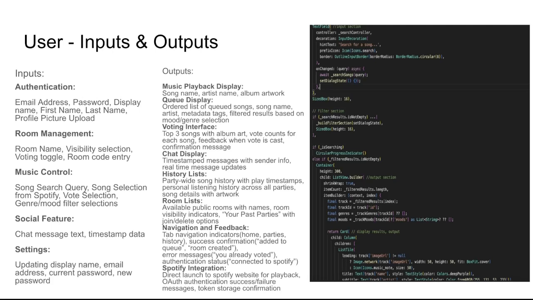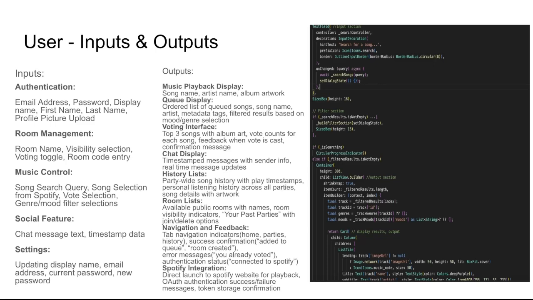Users interact with the app through various input mechanisms organized into 5 categories. For authentication, users provide their email, password, display name, first and last name, and they can also upload a profile picture. For room management, they input the room name, select visibility as either public or private, toggle voting on or off, and enter room codes to join parties.